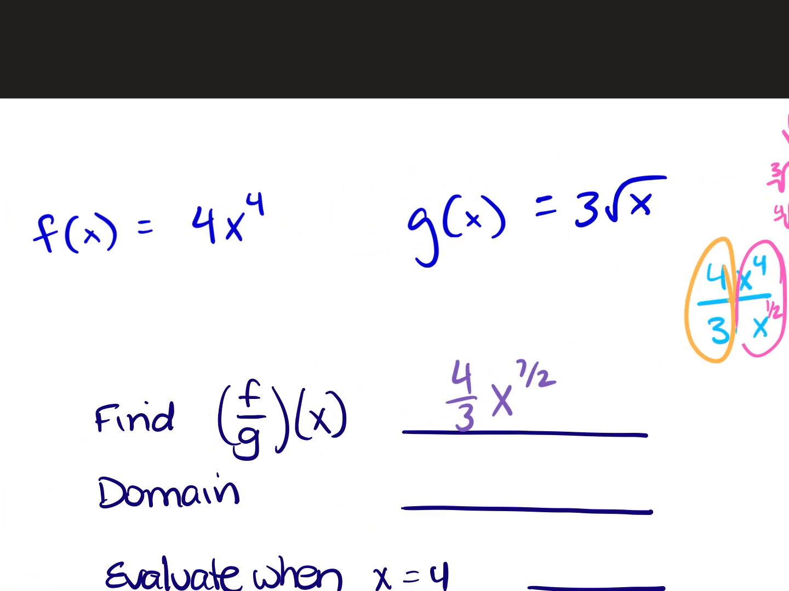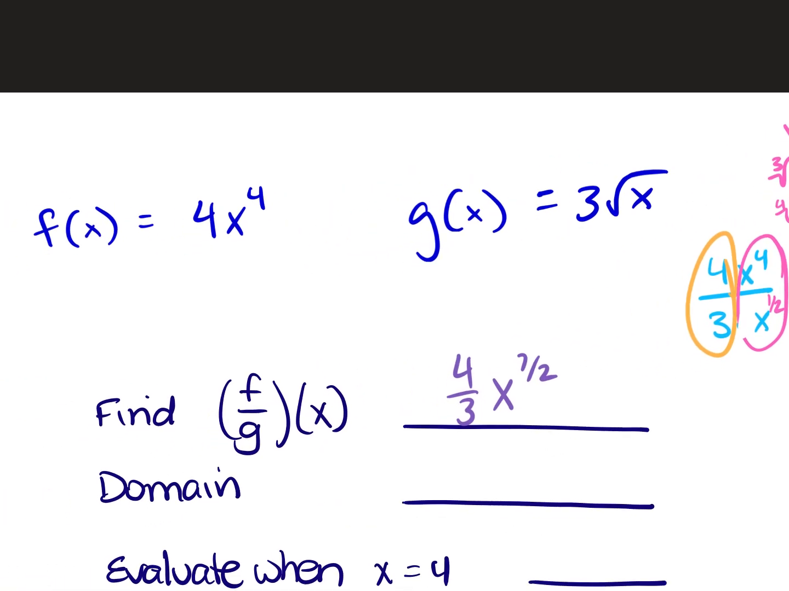Let's find our domain now. So for our domain, we have to check the domain of both. What would my domain of f be? All real numbers. We don't have a radical and we don't have a fraction as an exponent here, so it's just all real numbers. What about our domain for g?